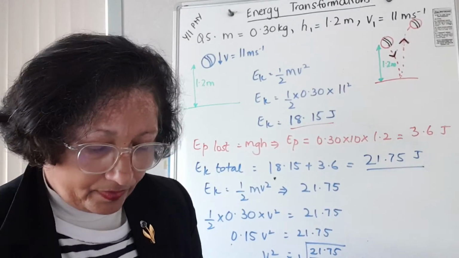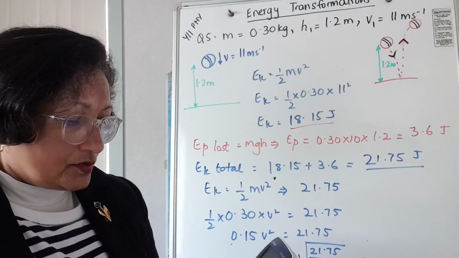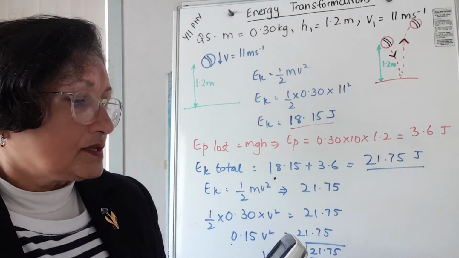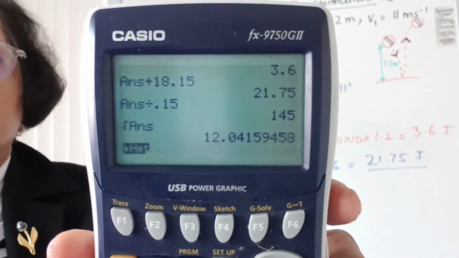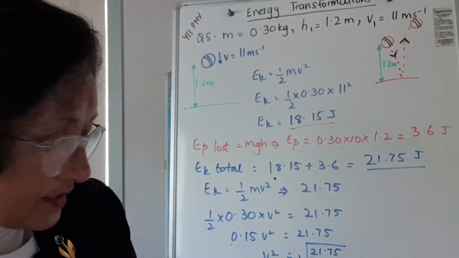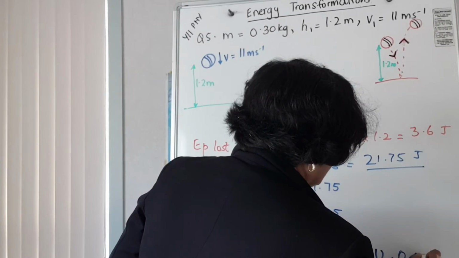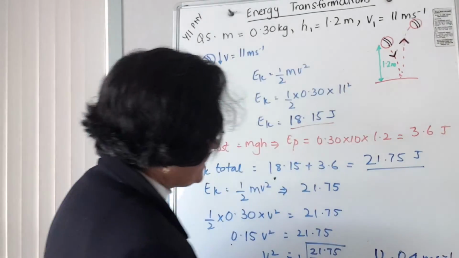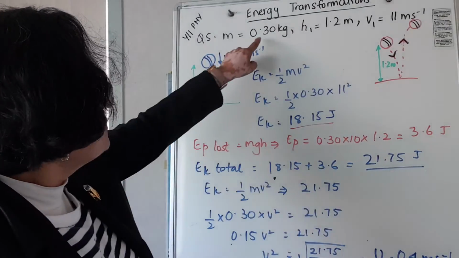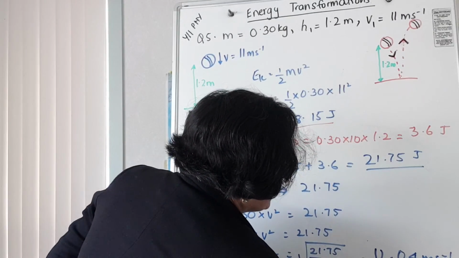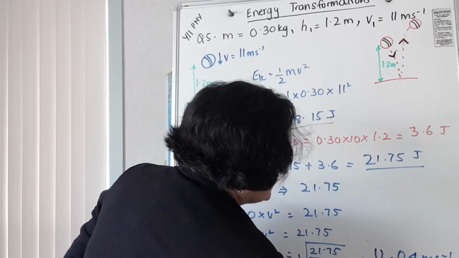So divided by 0.15, get an answer, shift square root, and I get 12.04 as my answer. So it's 12.04 meters per second is what my calculator tells me, but all the numbers in the question are two significant figures, so I'm just going to leave my answer as 12 meters per second.